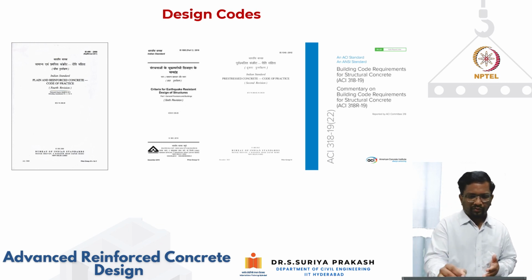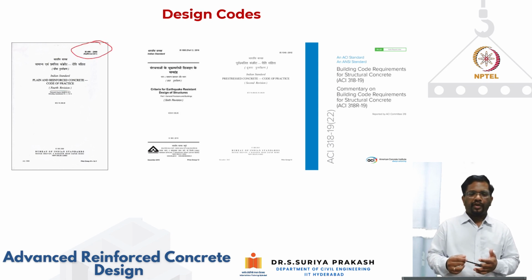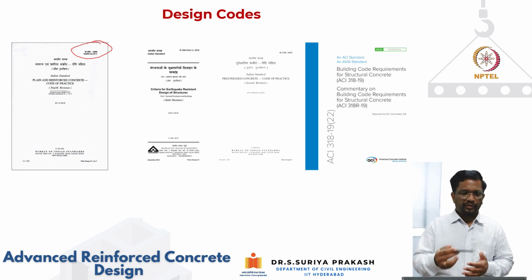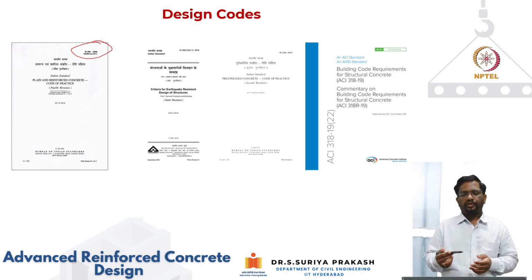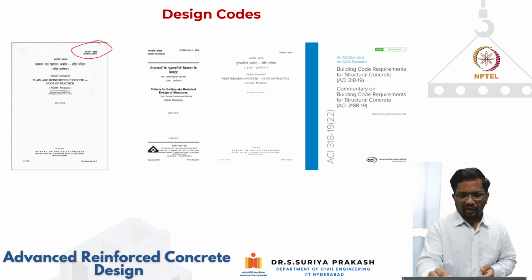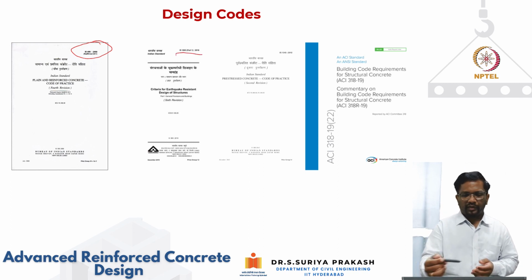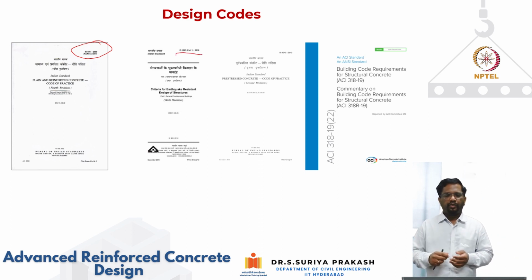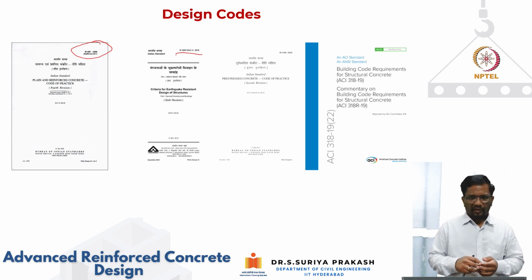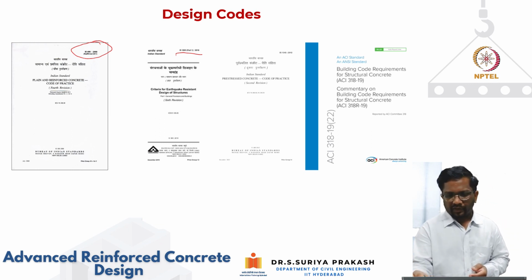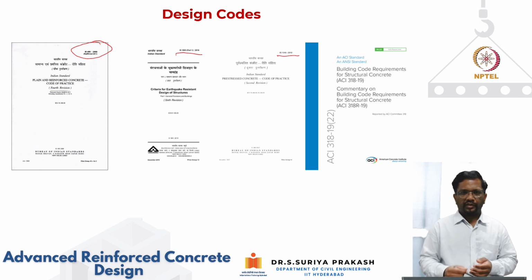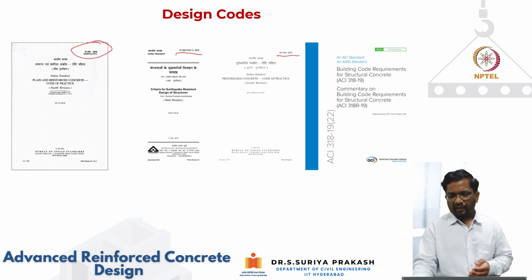For example, what you see here is the IS 456 code, which is for plain and reinforced concrete, which is what predominantly we are going to use in this course. And we also have IS 1893, which is a code for earthquake resistant design of structures. And then we also have a code for prestressed concrete, which is IS 1343. And this is American concrete.